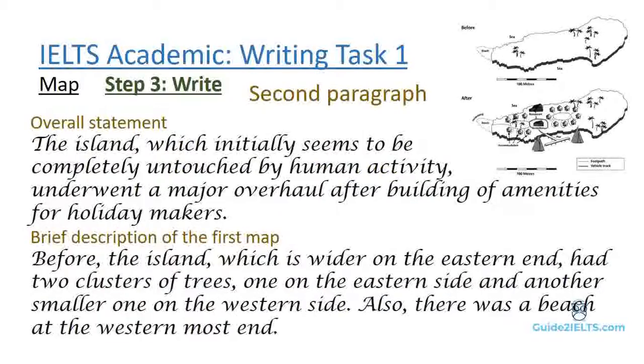Paragraph 2. We try for an overall statement in this paragraph, followed by brief description of the first map. The island, which initially seems to be completely untouched by human activity, underwent a major overhaul after building of amenities for holidaymakers. Before, the island, which is wider on the eastern end, had two clusters of trees, one on the eastern side and a smaller one on the western end. There was a beach at the westernmost end.